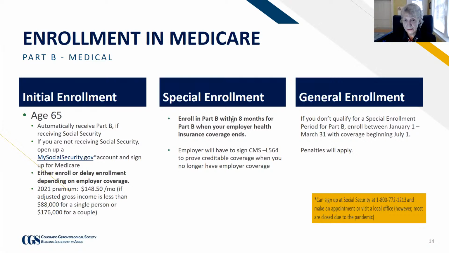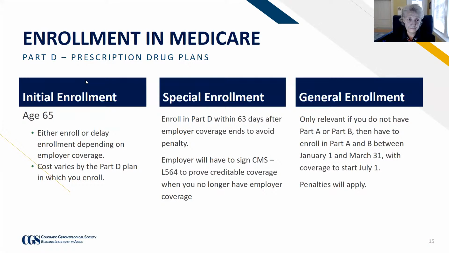If you do not sign up within this 8 months, then you can qualify for the general enrollment. And again, that's between January 1 and March 31, with coverage beginning July 1, and penalties will apply. Similarly, if you do not delay this enrollment over here on the initial enrollment and you do not do the special enrollment correctly, then you end up in the general enrollment period. And if you're in the general enrollment period, the penalties can be pretty significant.